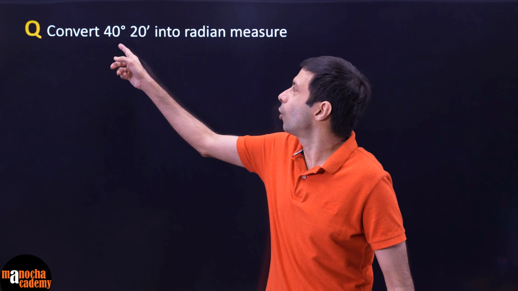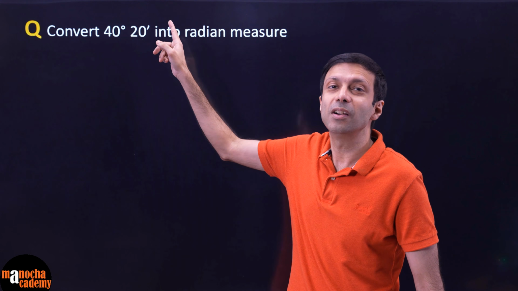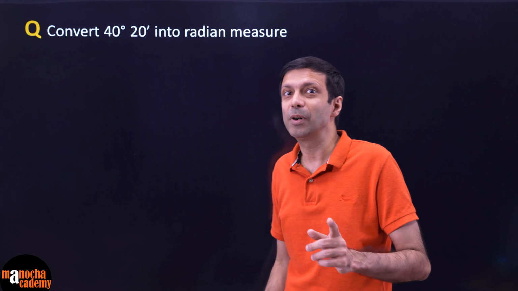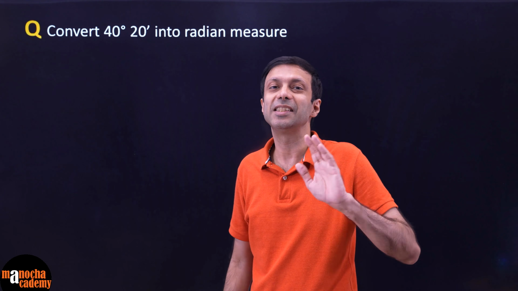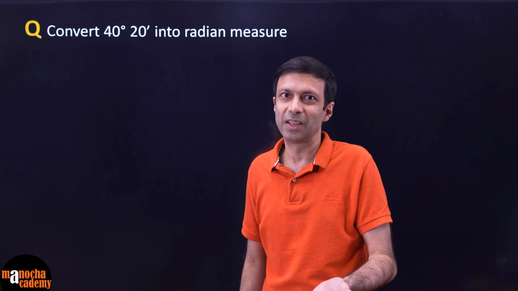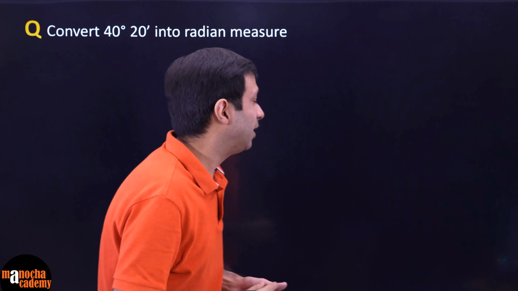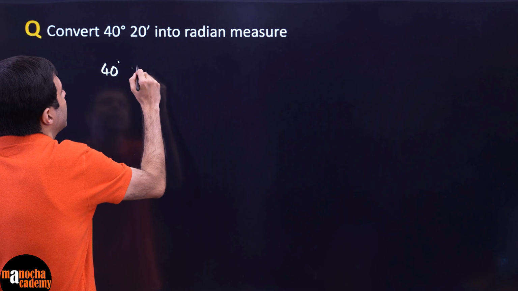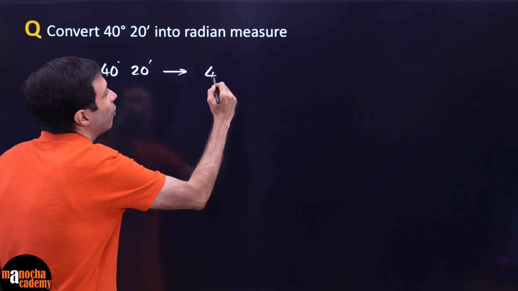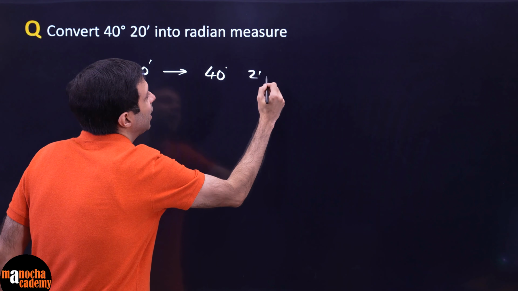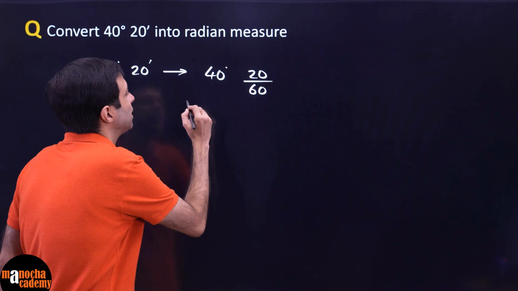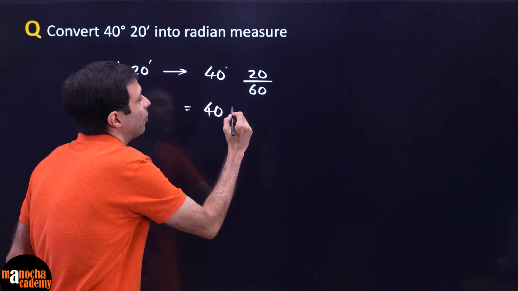This time we need to convert 40 degrees, and what is this symbol? This is for minutes. So 40 degrees 20 minutes into radian measure. And remember, 60 minutes make a degree, just like 60 seconds make a minute. So these are sub units of the degree measure. So let's see, how do we do this? 40 degrees 20 minutes. The first thing I need to do is convert the minutes to degrees. So what is it going to be? 40 degrees and 20 divided by 60, because 60 minutes make 1 degree. So this is basically 40 and 1 by 3 degrees.